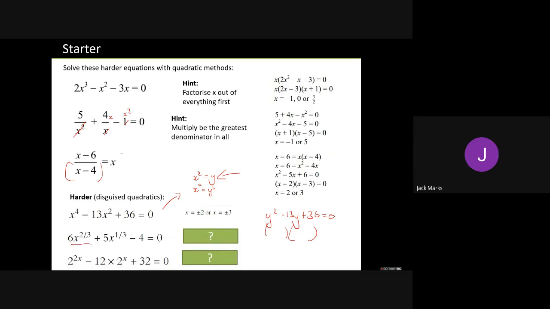The same here. This is a good test of your index rules. So x to the 2/3. Perhaps you may wish to think of this as x to the third squared. And by doing that, you have an x to the third, another x to the third. You'll be able to make a quadratic and solve this. And finally, another example with exponentials.